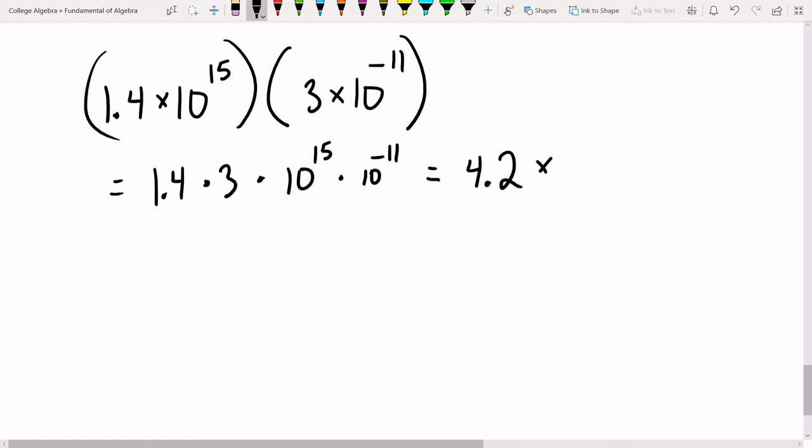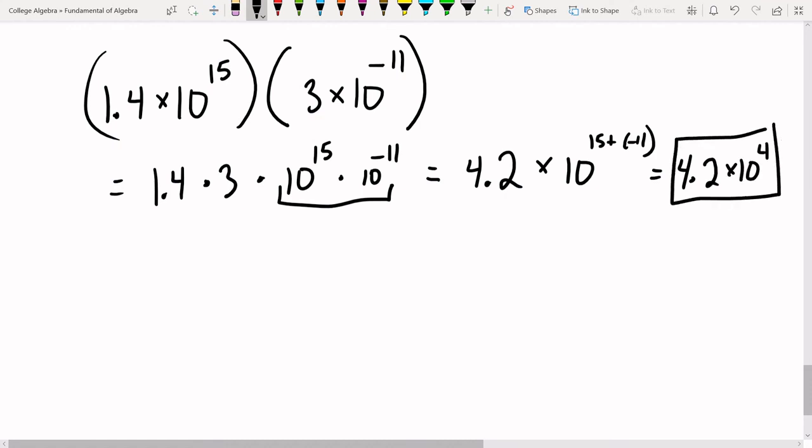And then this is going to be times 10 to what power? Well, we have two like bases multiplying each other, so we add the exponents. 15 plus a negative 11. That's going to be 15 minus 11, or 4. And that's in proper scientific notation. The decimal point is right after the first non-zero number, so that's good to go. If it was anything else, we'd have to rearrange it.